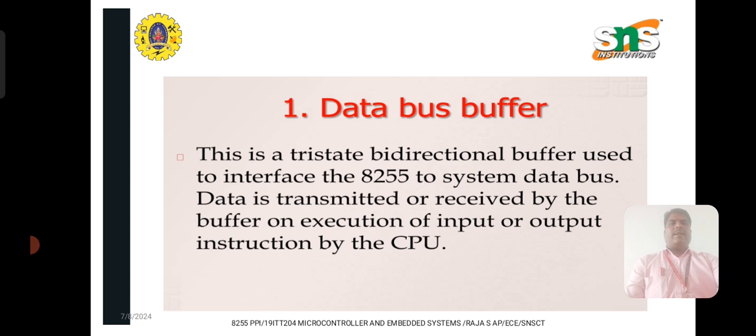Data bus buffer. This is a tri-state bidirectional data bus buffer used to interface the 8255 to the system data bus. Data is transmitted or received by the buffer on execution of an input or output instruction by the CPU.